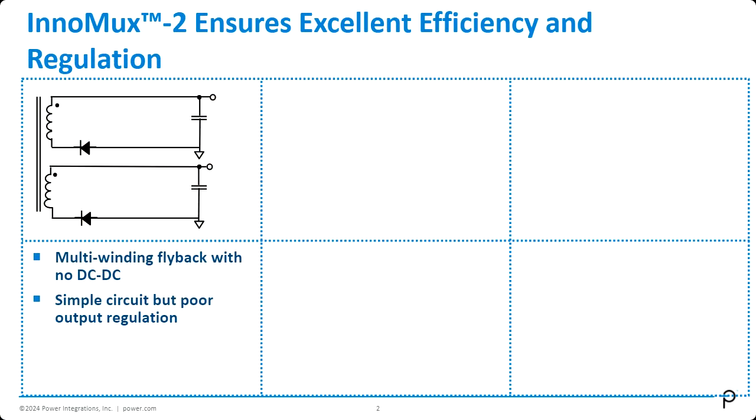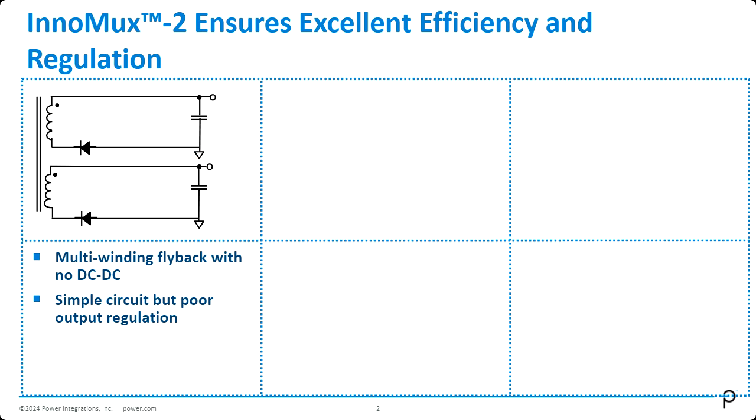Before jumping into the new solution or new way of achieving multiple output flyback, I'd like to talk about the existing solutions that we've got. So when we talk about multi-output flyback, we're normally referring to one of the two solutions. And the first one is the simplest one, which is a multi-winding flyback with no DC-DC. That means you can simply wind multiple windings on the secondary side of the transformer to be able to get multiple outputs. This is a really simple solution.